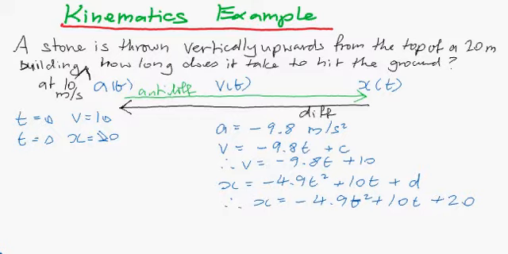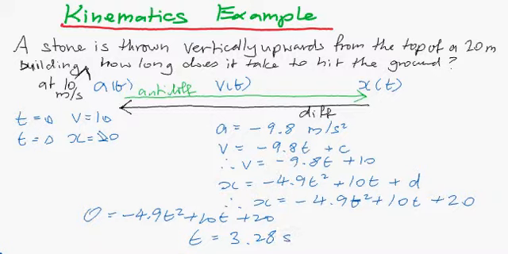And solve. So with your calculators, you'll see that if you do 0 equals negative 4.9t squared plus 10t plus 20, you're going to get two answers, one of which is positive, one of which is negative. And you know that the negative one is no good because time elapsed doesn't go backwards, time's positive. And so you'll come out with t equals 3.28 seconds. And that's how long that stone takes to hit the ground.